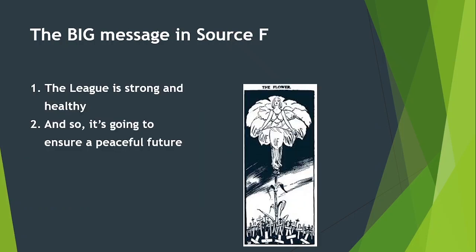So, look at the flower in the first cartoon. It's almost like something out of Jack and the Beanstalk. You can imagine a giant climbing up it. It's strong and healthy. And there you have the big messages from the first cartoon. The league is strong and healthy, rising out of the mass graves of the Western Front with an angel of peace at the heart of it. And so it is going to ensure a peaceful future. See how I explain the messages of the source by making references to how the source gives its messages.